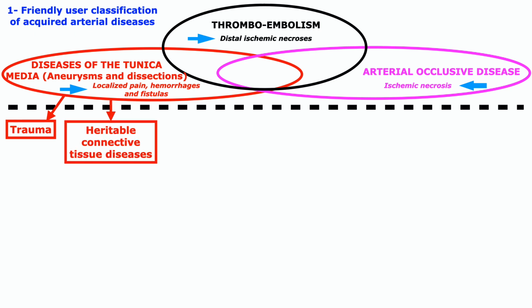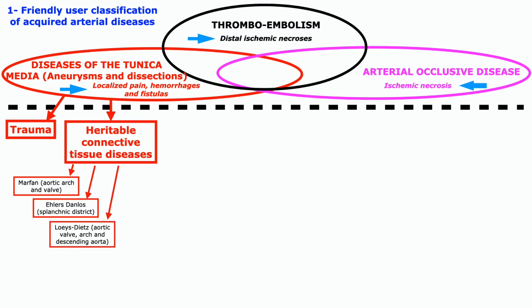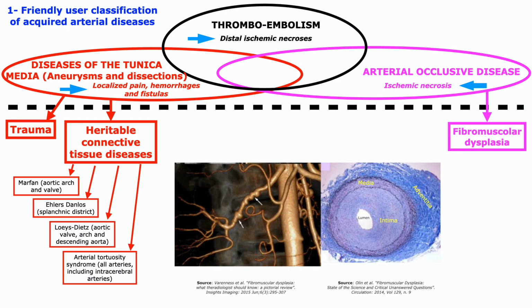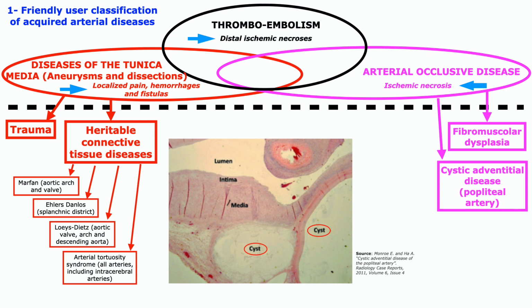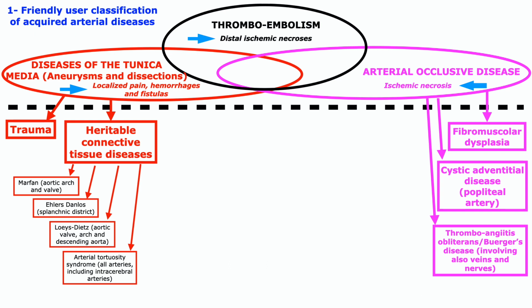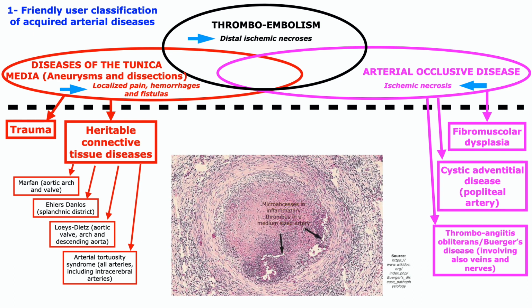Shifting now to focus on causes, aneurysms and dissections may occur due to: A. Traumas, and B. Inherited, meaning genetics-based, connective tissue diseases involving the chemical composition of the elastic and collagenous fibers. Although genetically determined, the arterial diseases with likely evolution to becoming predominantly occlusive are: A. Fibromuscular dysplasia, B. Cystic adventitial disease involving the popliteal artery and veins, and C. Thromboangiitis obliterans, Buerger's disease, which also involves veins and nerves, with an inflammatory component in heavy smokers.